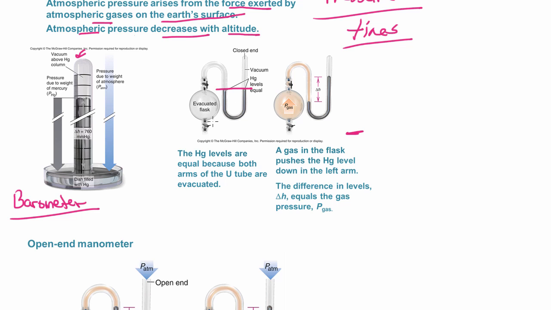Okay, so if we were to add some gas to this flask, then the gas in the flask is going to push down on the mercury level in this left arm. And of course, this mercury level is going to increase. So it's the difference in the height, that delta H, if you will, that allows us to read the pressure of the gas. I'll just go ahead and talk about this now.